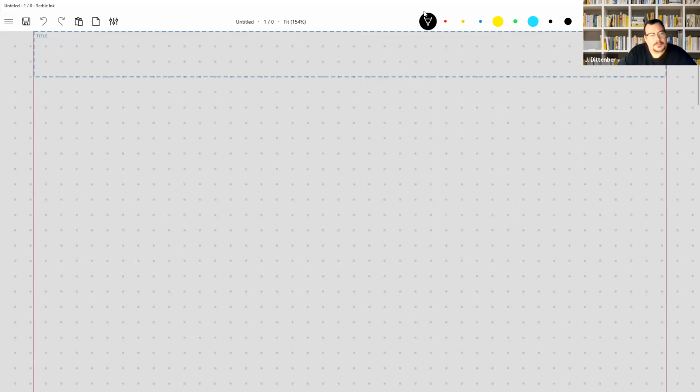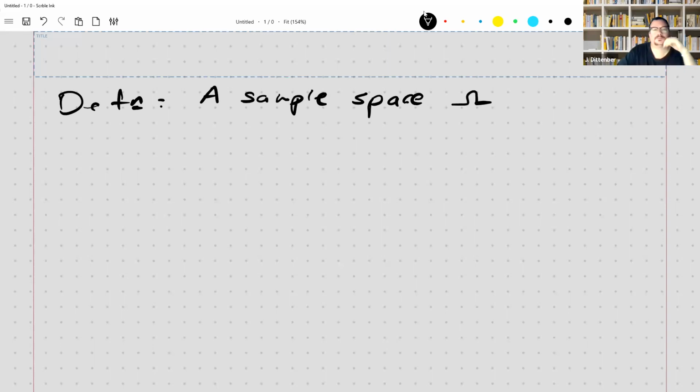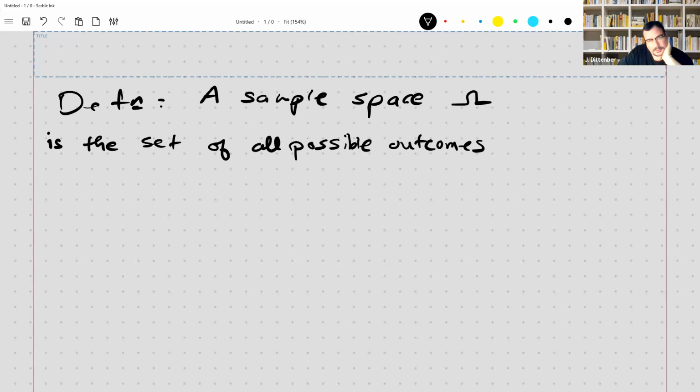Today's focus, I'm just going to define what a sample space is. So we've got a definition. A sample space, and hopefully you can read my handwriting, omega, you can think of as a set or a list. We'll call it a set. It is the set of all possible outcomes of a random experiment.